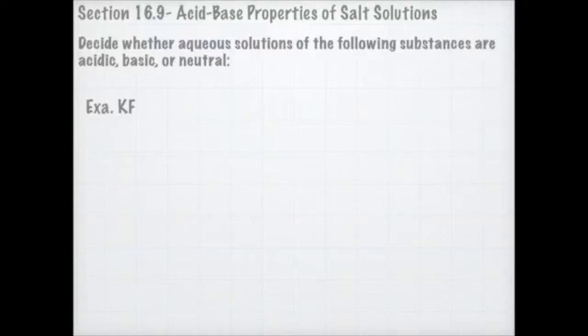Now, we've got to figure out where this potassium fluoride came from. Well, if you think about it, the potassium had to come from potassium hydroxide because that's where your metal comes from. And then the fluorine had to come from hydrofluoric acid, because that's where your anion comes from. So the reaction that occurred was potassium hydroxide reacting with hydrofluoric acid, and that produced water and your salt, which was potassium fluoride.